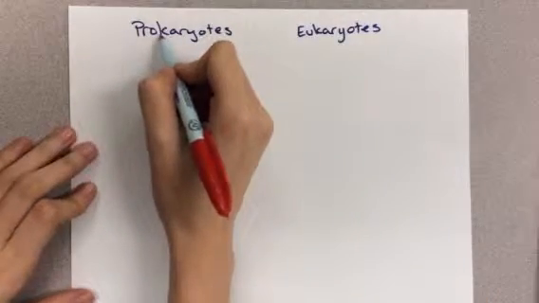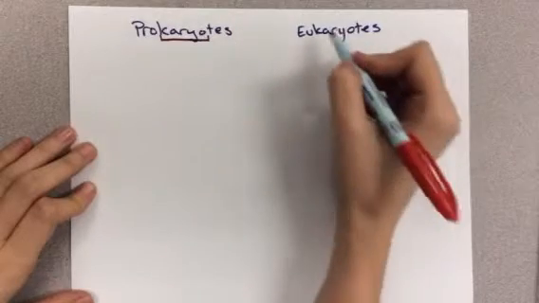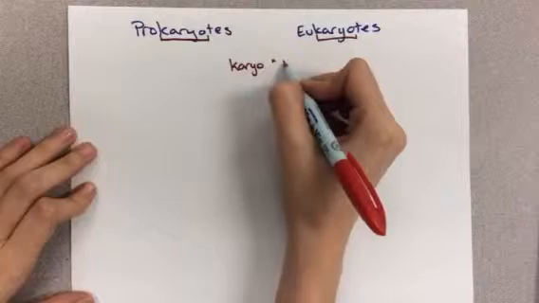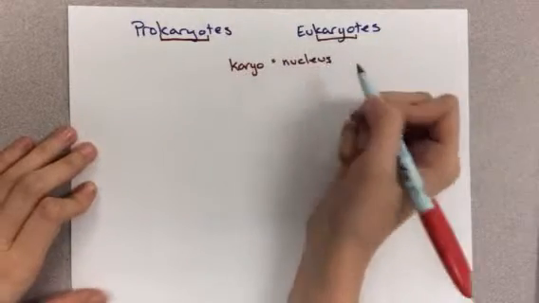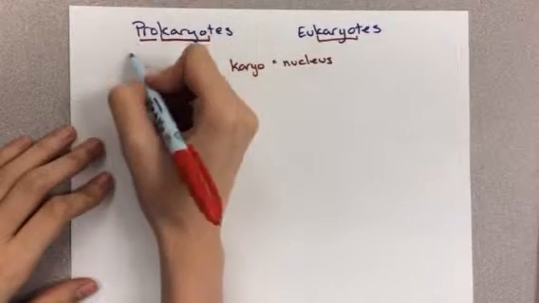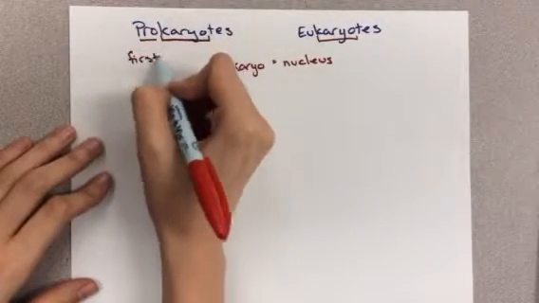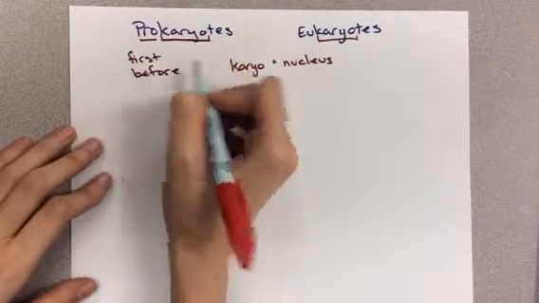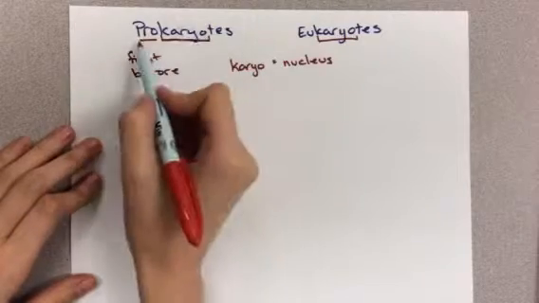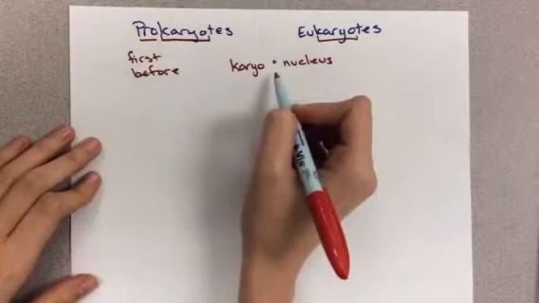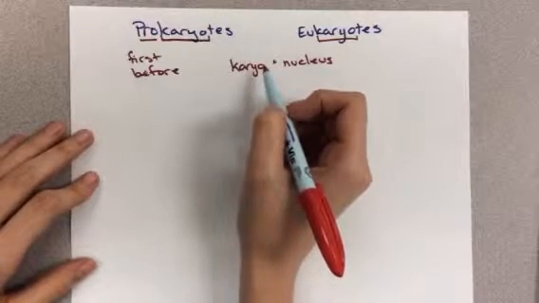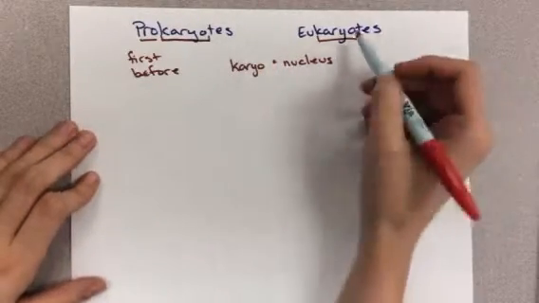So the first thing that I want you to notice is this karyo part in both of these words. Karyo means nucleus. So you can refer to your language of science sheet. You'll see that karyo means nucleus. Pro means first or before. So prokaryotes evolved before there was a nucleus. So we can assume that prokaryotes do not have a nucleus. And in fact, that is true. That is their major defining characteristic, that they don't have a nucleus.